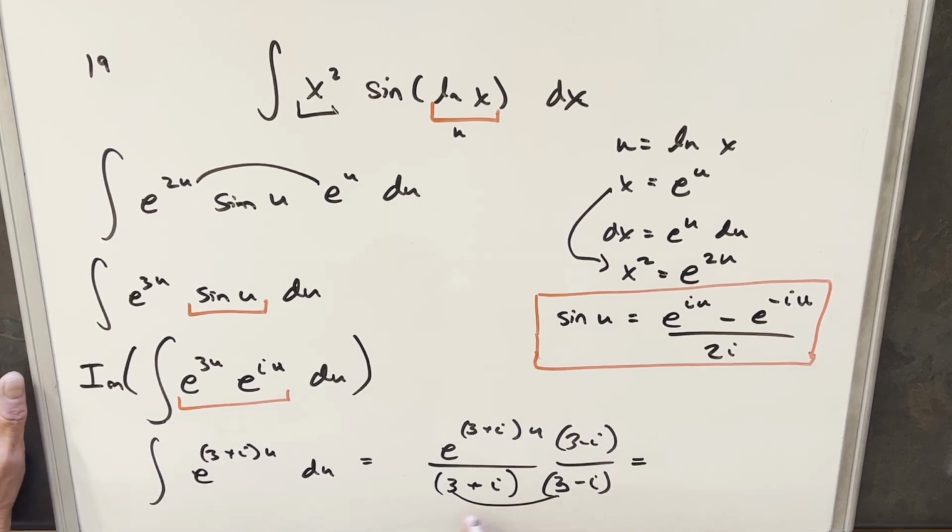When you multiply this together, you end up with 3 times 3 is 9, minus i squared, which is plus 1. So this is all going to be over 10. Then in the numerator, we'll have our 3 minus i.